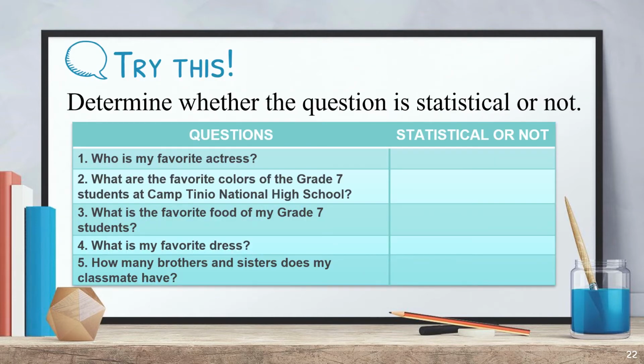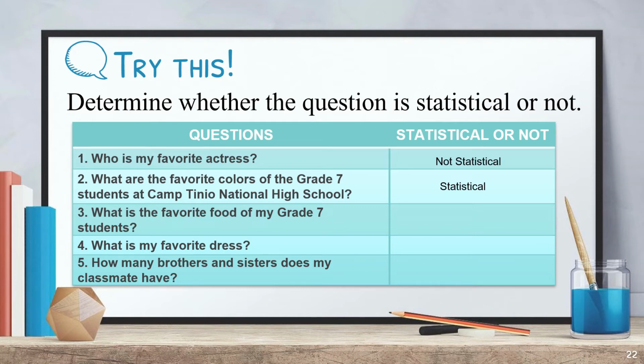Now let us try this. Determine whether the question is statistical or not. Number 1, who is my favorite actress? The answer is not statistical because it has an exact answer. Number 2, what are the favorite colors of the grade 7 students at Cabanatuan National High School? The answer is statistical because it has many answers.